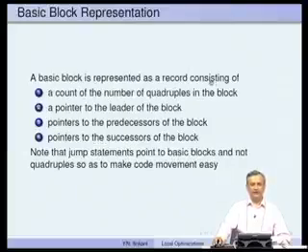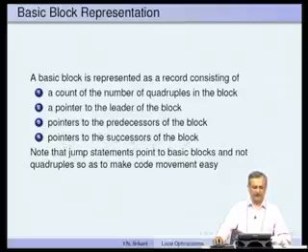How do we represent basic blocks? A basic block is represented as a record, and what does the record consist of? A count of the number of quadruples in the block, a pointer to the leader of the block, these are essential, right, pointers to the predecessors of the block. So, this is the representation for the graph structure, and pointers to the successors of the block. Again, this is a representation for the graph structure of the control flow graph.